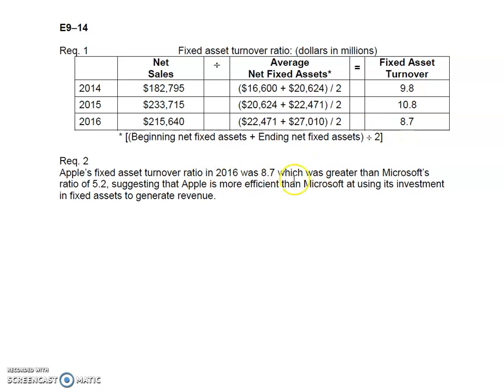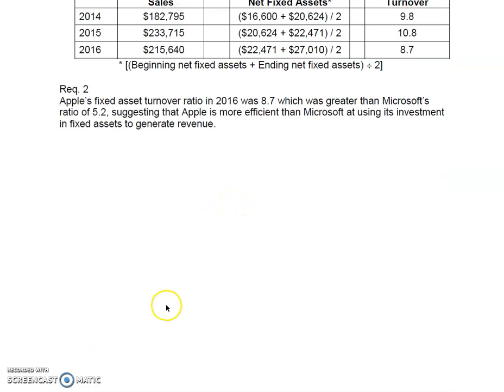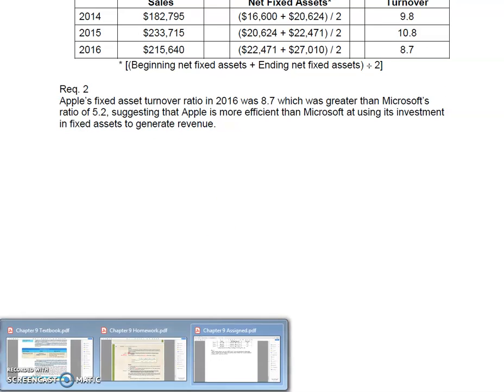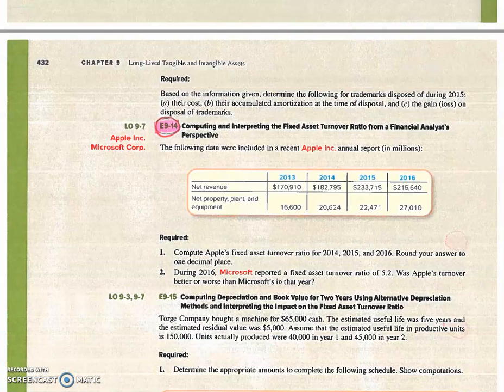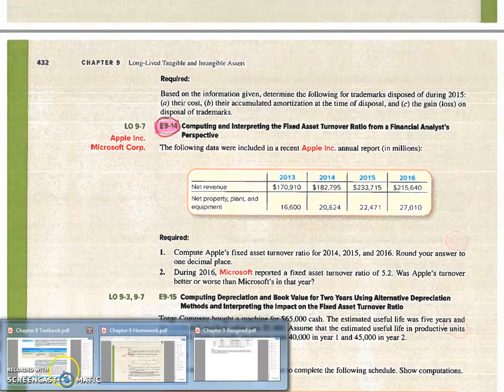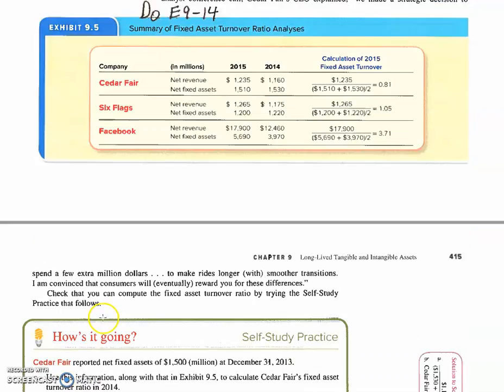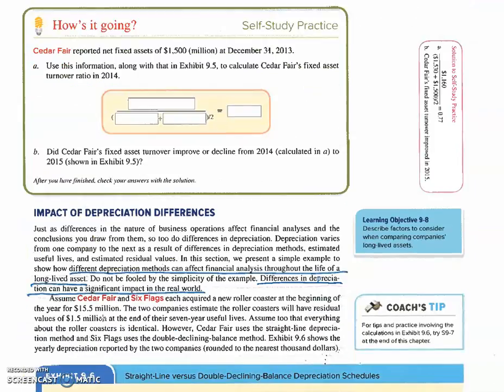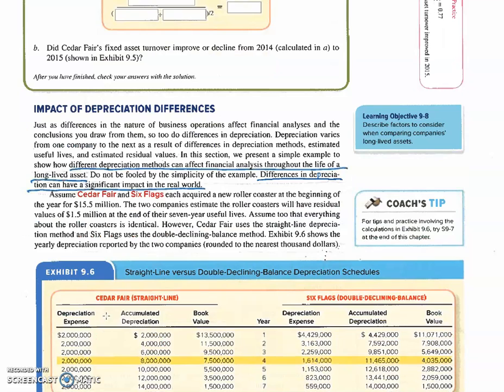So Apple's was greater than Microsoft, suggesting Apple's more efficient than Microsoft at using its investments. Fixed assets generate revenue. And that gets us to the last homework problem there. And let's see, that ends that. And that's really pretty much it for the chapter.